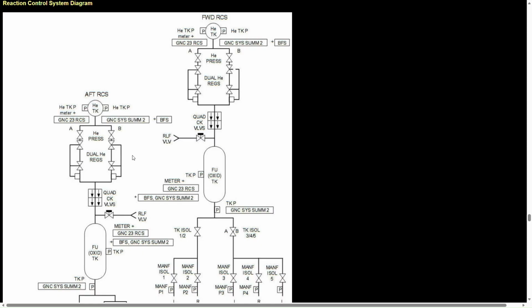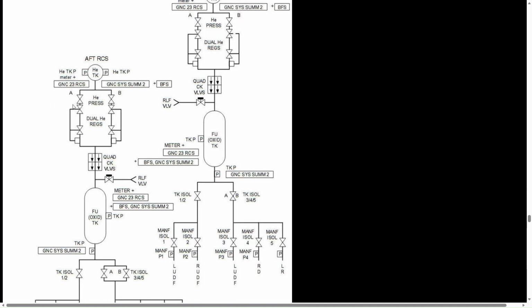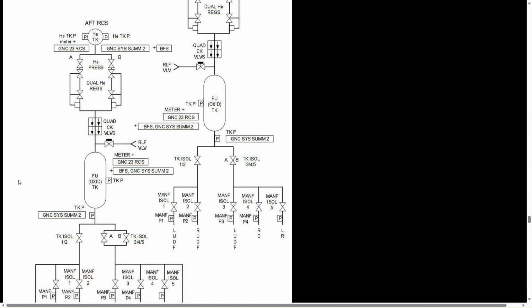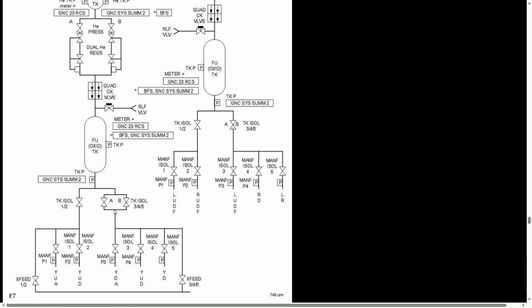Here we have the helium pressure and the dual regulators. This is where we're going to open up valves, as you see here. And this is for the aft reaction control system. So you have your valves, and it goes through the quad check valves, and then that goes to the fuel or oxidizer tank, and that is going to push the fuel and the oxidizer further into the system for each one of those tanks.